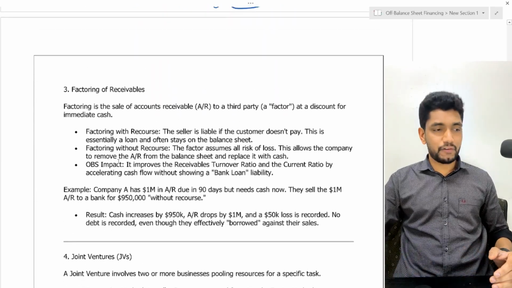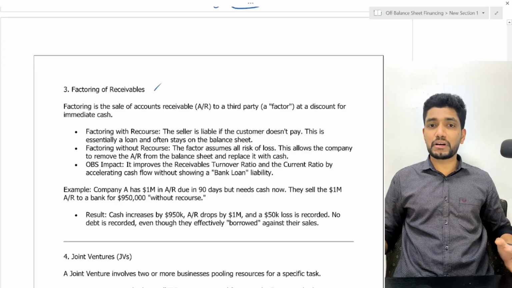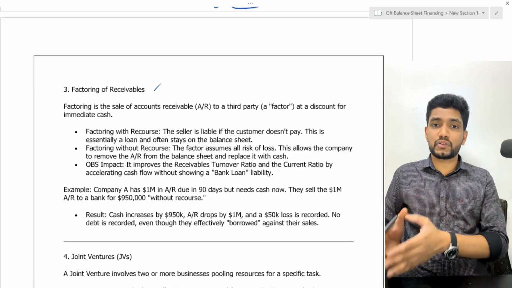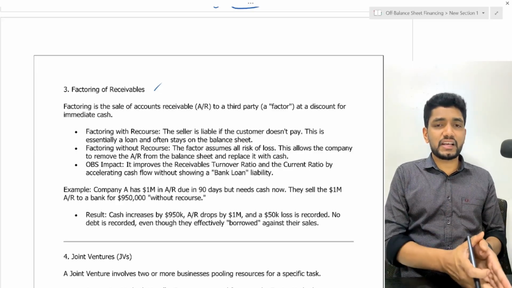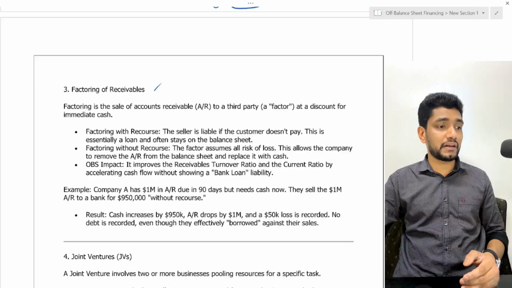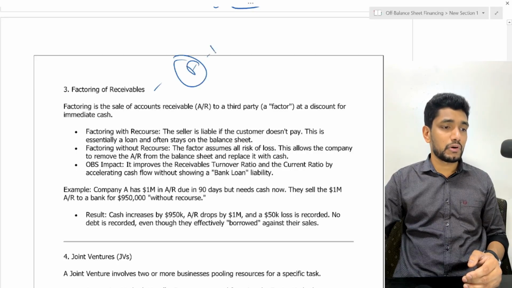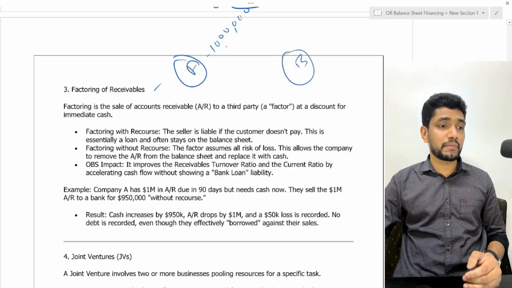Then the third method is factoring of receivables. Factoring of receivables is a method where a company sells its receivables to a factor or a third party and collects that money. Suppose company A has a receivable of 1 million, and there is a company B which provides factoring services. So company A has some immediate cash requirement.